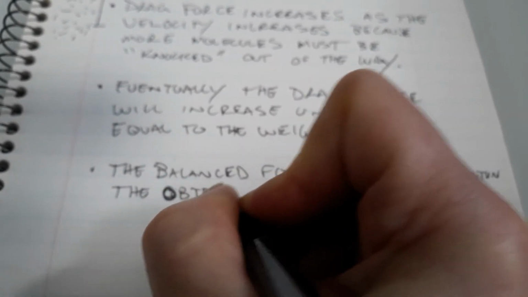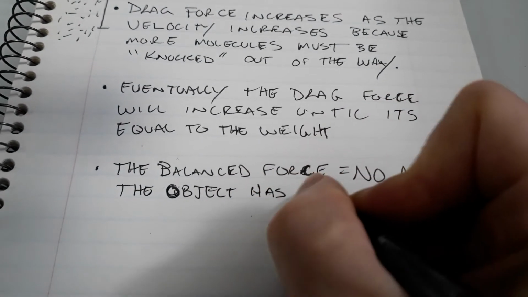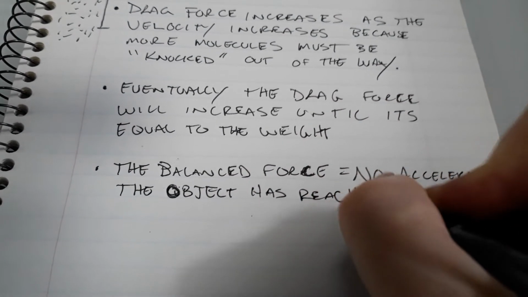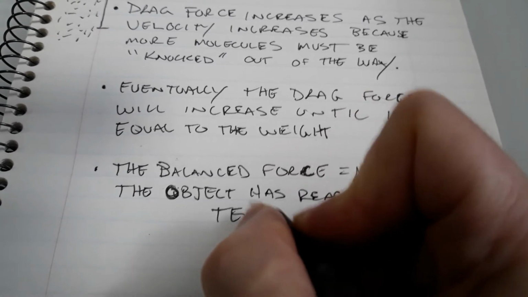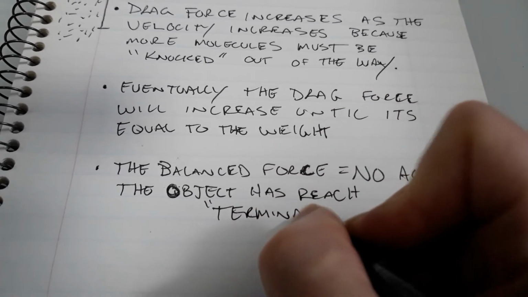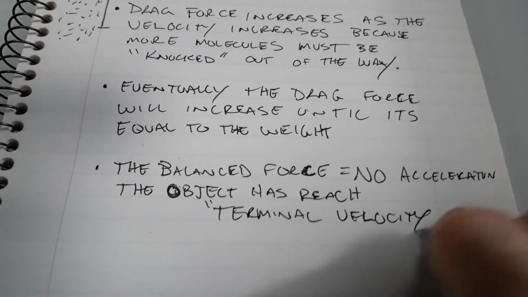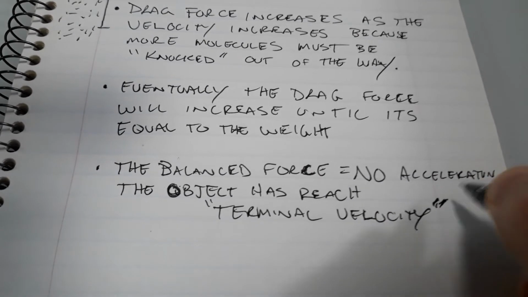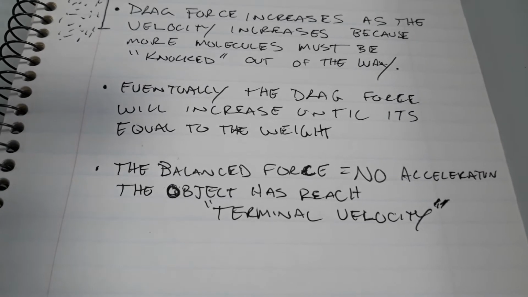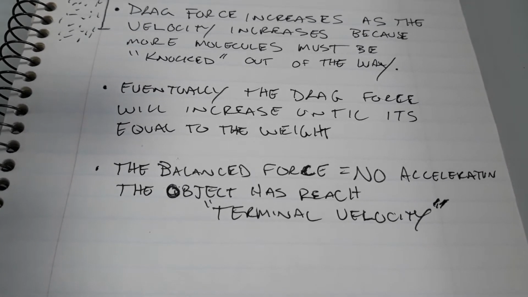The object has reached terminal velocity, or its final velocity. So at that point, it won't speed up anymore, and it will just continue to travel at that exact same speed until it reaches the ground, or it reaches the bottom.